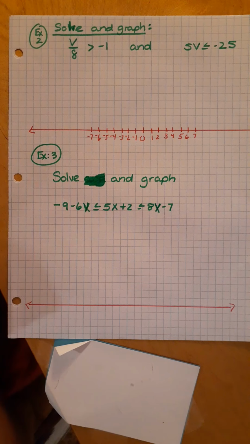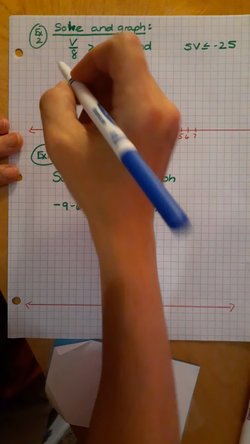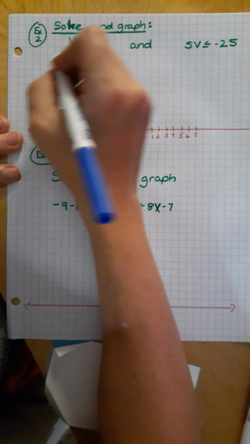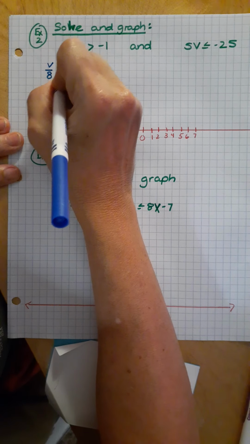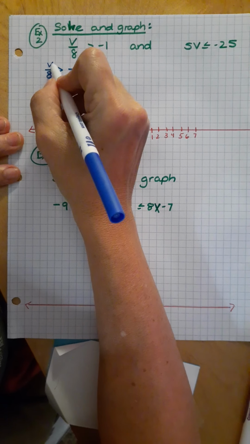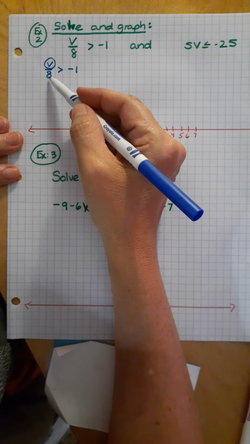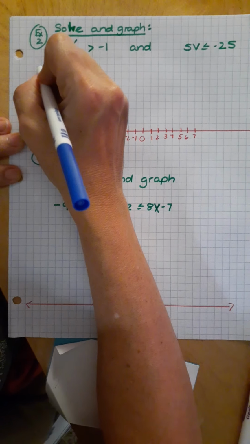Okay, so here goes. I'm going to write this out. First one, I'm going to do blue. V divided by 8 is greater than negative 1. Okay, V divided by 8 greater than negative 1. I need to get my V alone. What's going on there? It's V divided by 8. The opposite of division is multiplication.